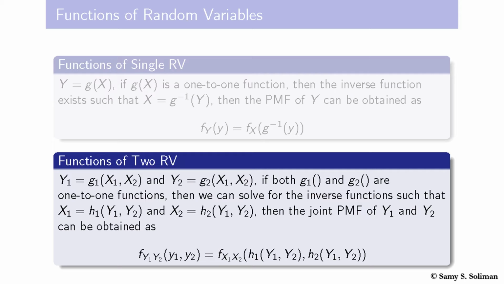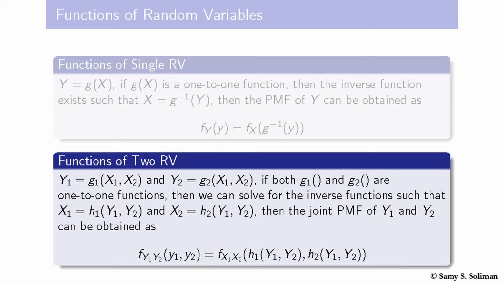If we have two random variables and they are jointly distributed, then we usually describe them using the joint probability distribution. If we have two new random variables defined in terms of the original random variables, then in order to get the joint probability mass function of the new random variables, we follow a similar rule.